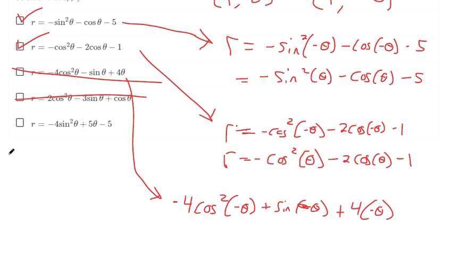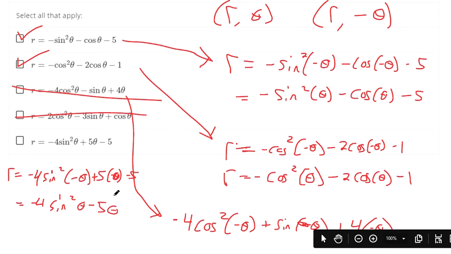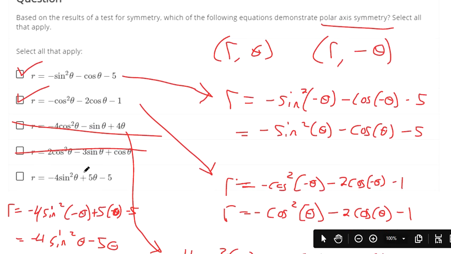This one might match. Let's check. R equals negative 4 sine squared negative theta. No, it won't because of the plus 5 theta. Look, this is being squared, so it simplifies to be negative 4 sine squared theta. This over here, though, we're multiplying 5 times the negative theta, so the sign is different. They don't match, so it doesn't have polar axis symmetry. So the only two that we got for this one were these two at the top.